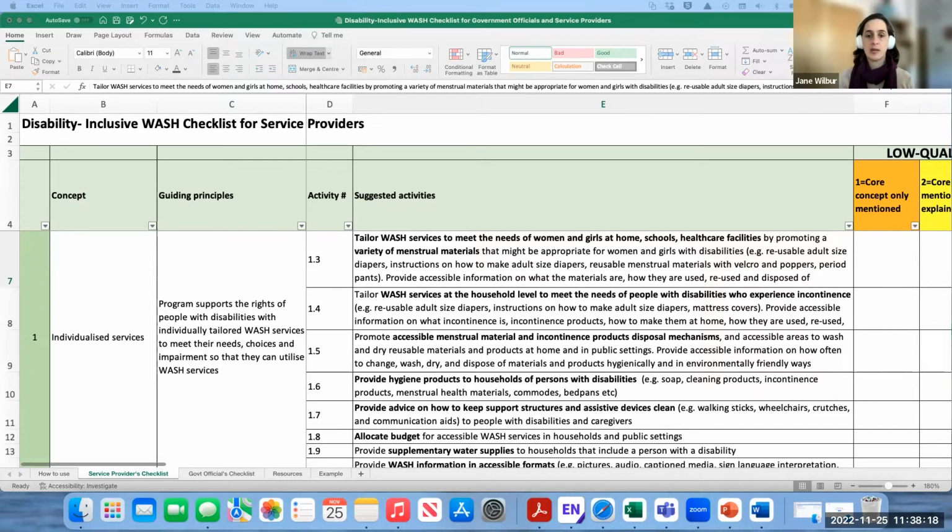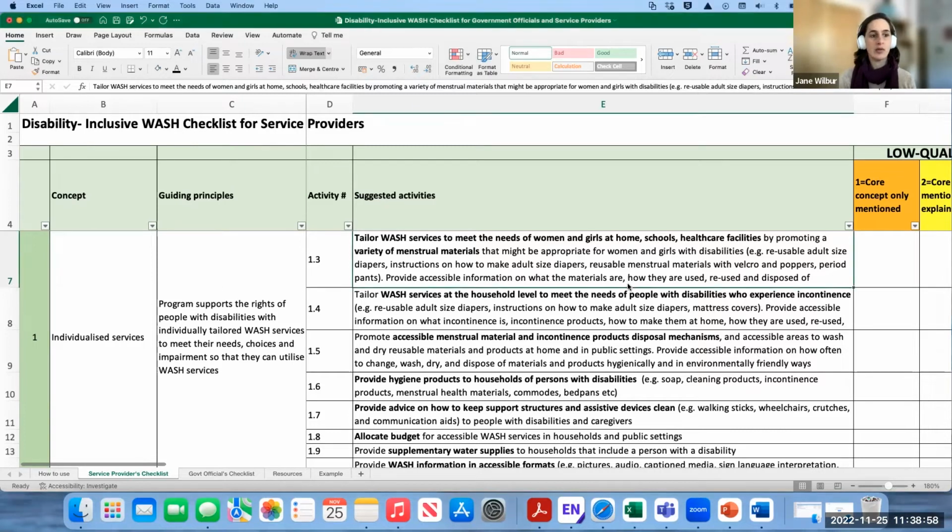So if you were to deliver this activity, then you are working towards the guiding principle that people with disabilities have tailored WASH services to meet their needs and their choices. And that means you're working towards the concept individualized service. Now, it's important to note that these are just suggested activities. You might think of other things that you want to do that will help you achieve the guiding principle and the concept, and that's great. These just give you some ideas.